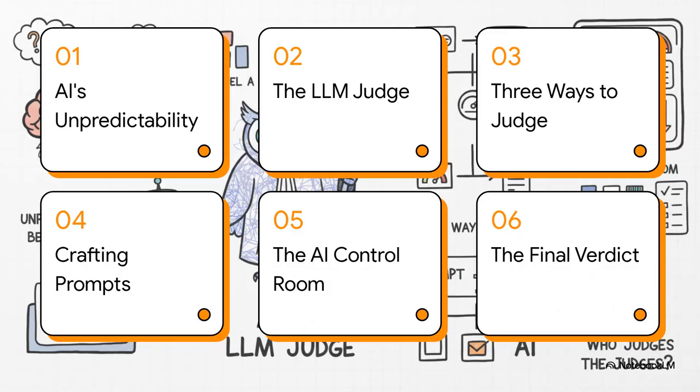So here's the plan. First, we're going to talk about why AI can be so unpredictable. Then we'll get into this really cool solution called the LLM-Judge. We'll look at the different ways it works, how to write the perfect instructions for it, and how it all fits into keeping these AI systems in check. And then we'll wrap it all up with the final verdict.